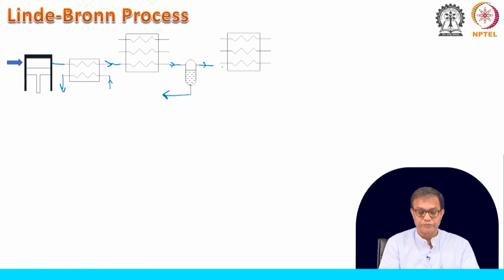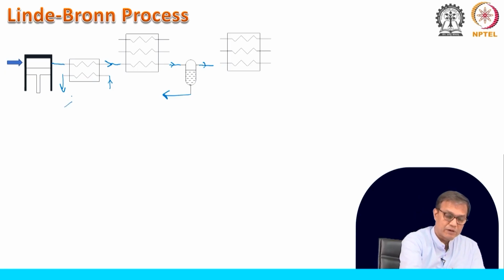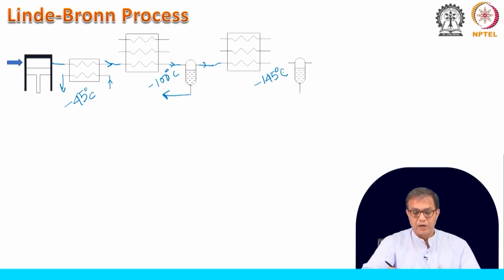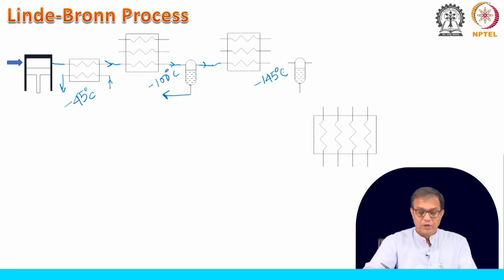So, then it comes to another heat exchanger. Here, if it is getting cooled to nearly 45 degrees centigrade, this will be cooled to nearly about minus 100 degrees centigrade in this 3 stream exchanger, and then it will be coming to this third heat exchanger, where it will be cooled to minus 145 degrees centigrade, when you will find that some of the ethylene is getting condensed, and a small portion of methane will also be condensed.